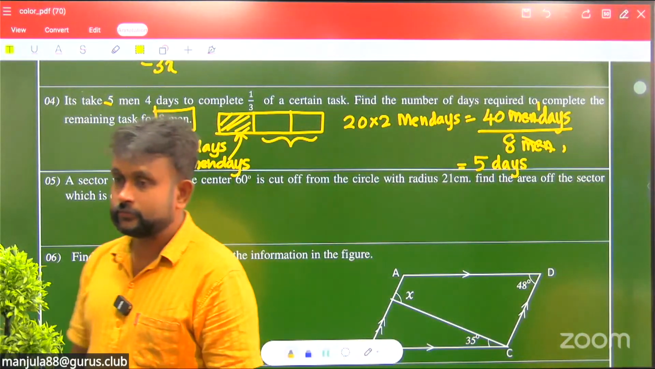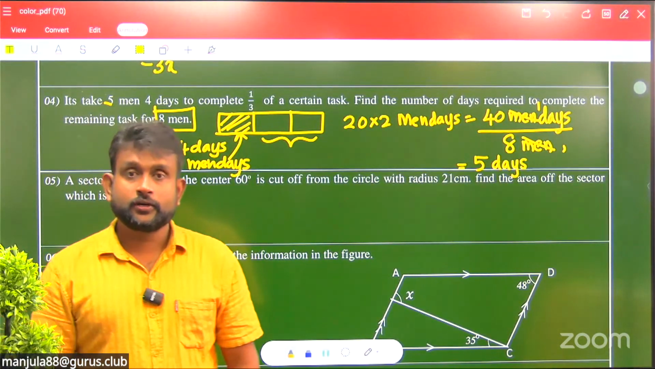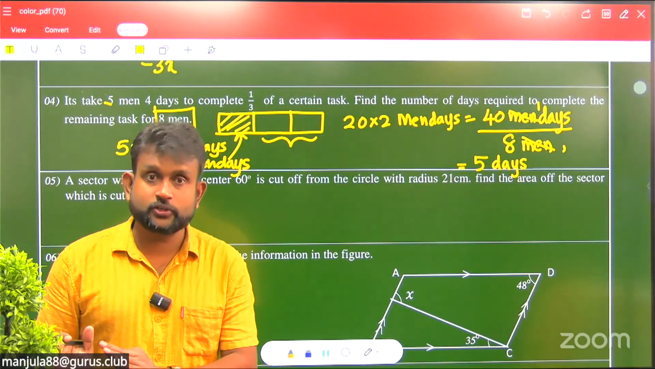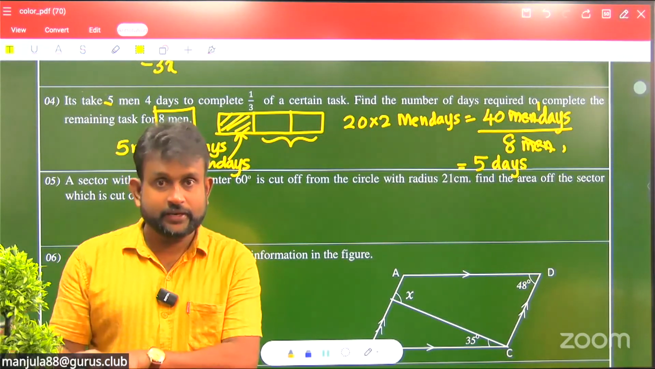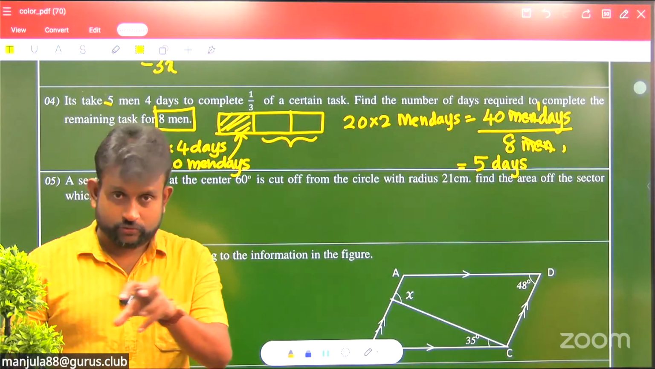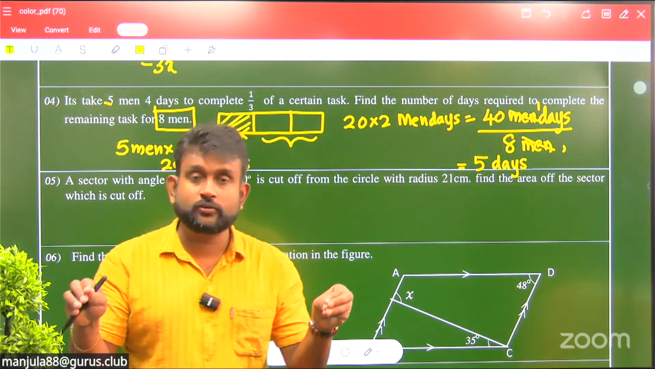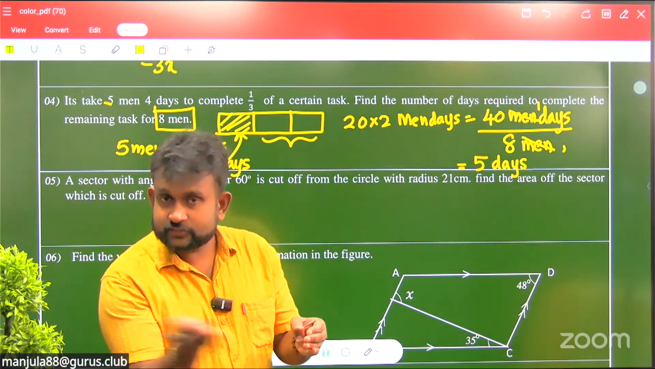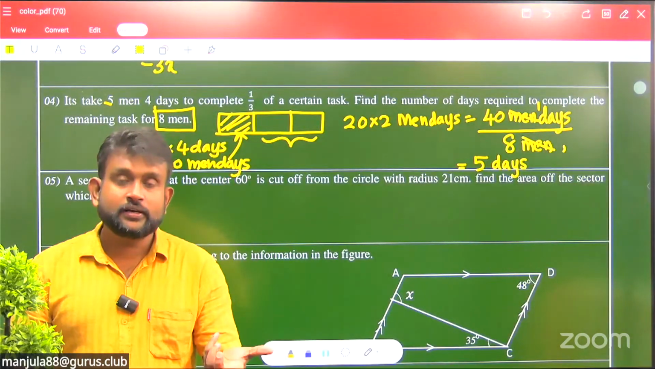5 days. Okay, understood? Firstly, the one third task is measured in man days. Then the remaining is twice that, because 2/3 is remaining. Then you get the amount of work in man days. Then that is divided by the given men or days.